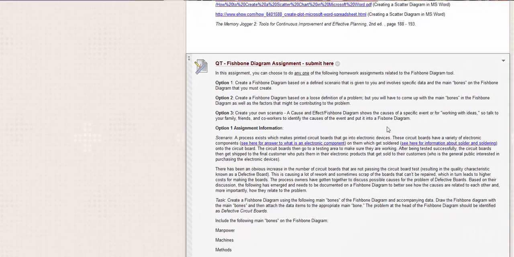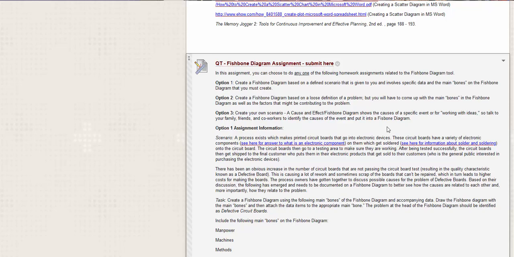Okay, now we get into your homework. All right, so the first one is a fishbone diagram. Create a fishbone diagram based on a defined scenario that is given to you and involves specific data and the main bones on the fishbone. Okay, I don't have that. You can use one of the ones from the videos, but just don't copy them.